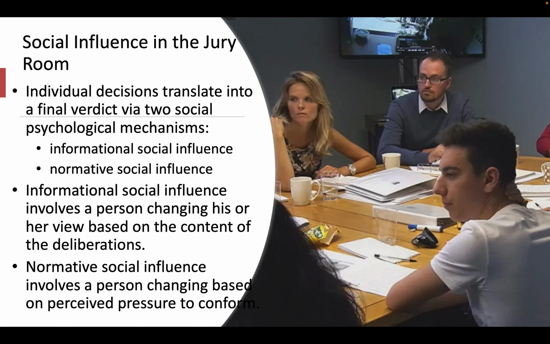Individual decisions translate into a final verdict via 2 social psychological mechanisms: informational social influence and normative social influence. Informational social influence involves a person changing his or her view based on the content of the deliberations. Normative social influence involves a person changing based on perceived pressure to conform.